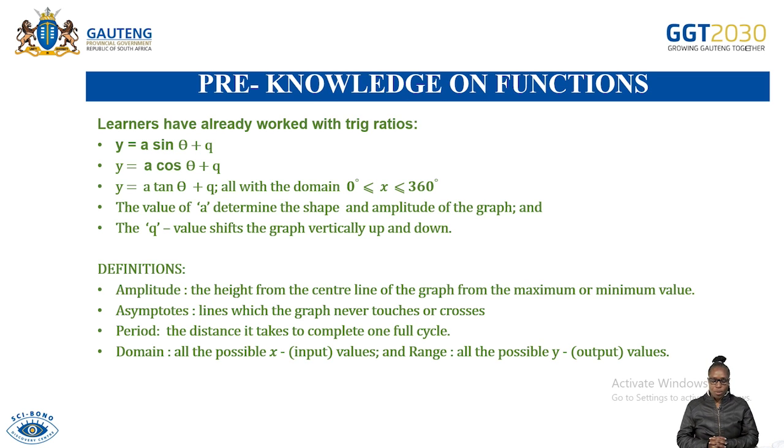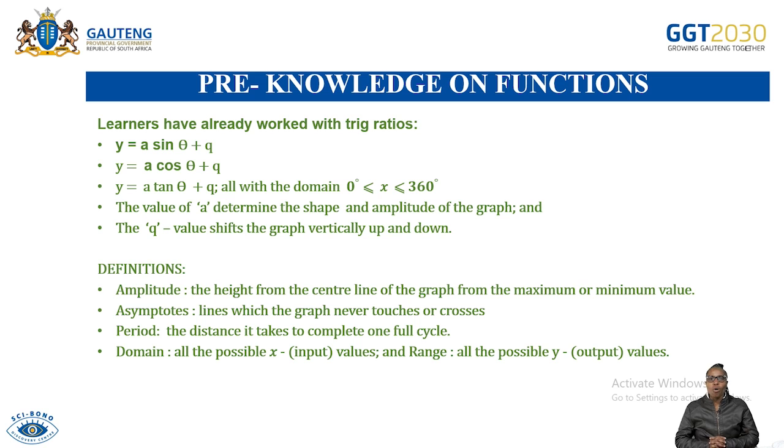What you already know is that you are able to plot the sine graph and the cos graph, and the domain where x is between 0 and 360. And you are already aware of the effect of A that determines the shape and amplitude of the graph. And you are already aware of the effect of Q, which shifts the graph vertically upward or downward.